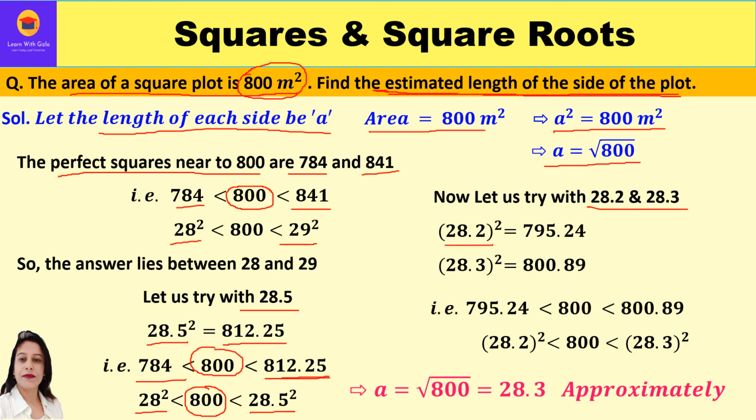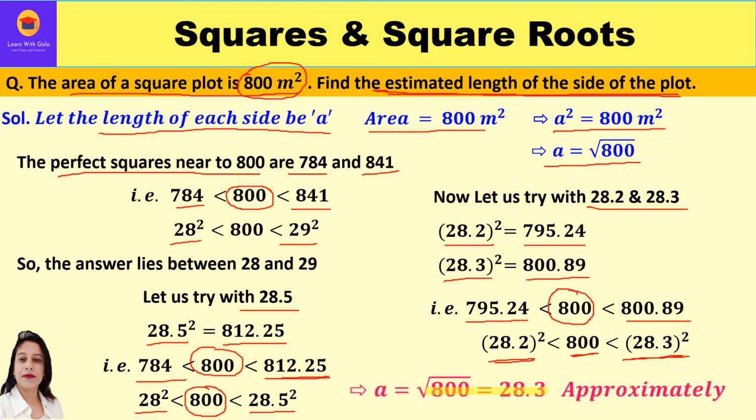Now 28.2 square is coming 795.24 and 28.3 whole square is coming 800.89. So we can say that 800 lies between 795.24 and 800.89, that is 28.2 square and 28.3 square. So 800 is lying between these two square numbers, and closer to it is 28.3. So we can say the approximate value of square root of 800 is 28.3.